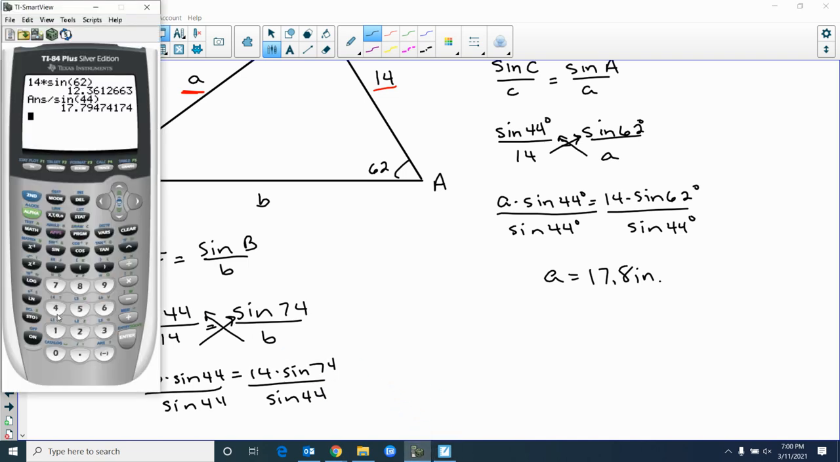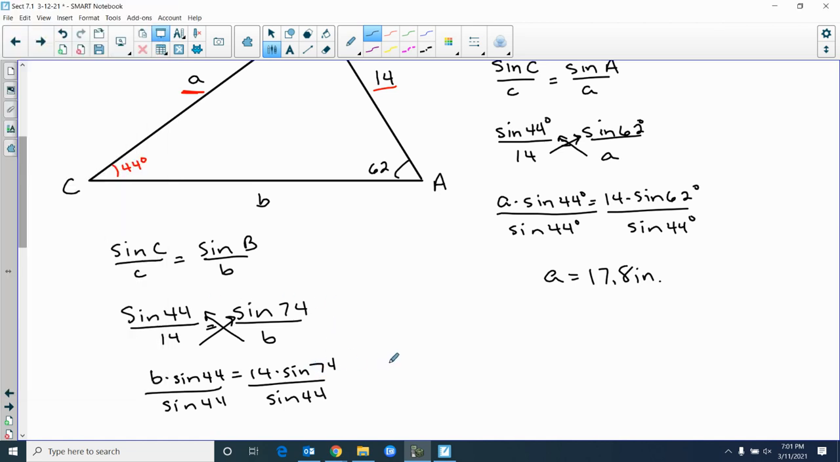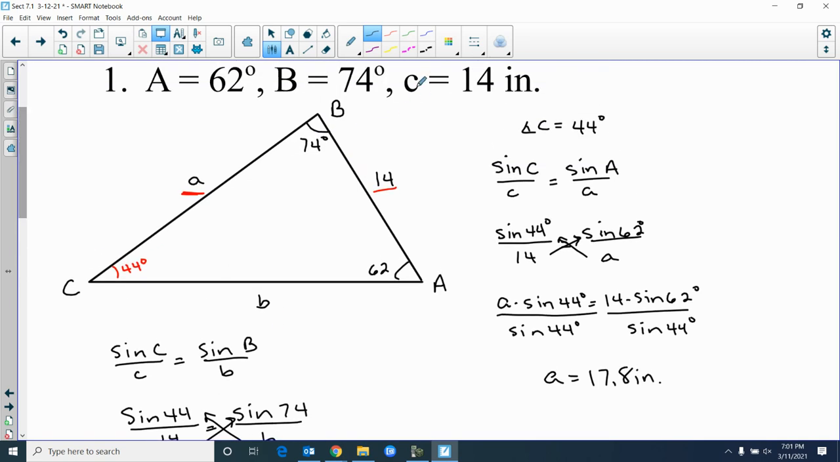And I get, let's see here, 14 times sine of 74, and that equals 13.5. But don't round off here. Wait to the very end. Divided by sine of 44. And I get 19.4. So side B is 19.4.